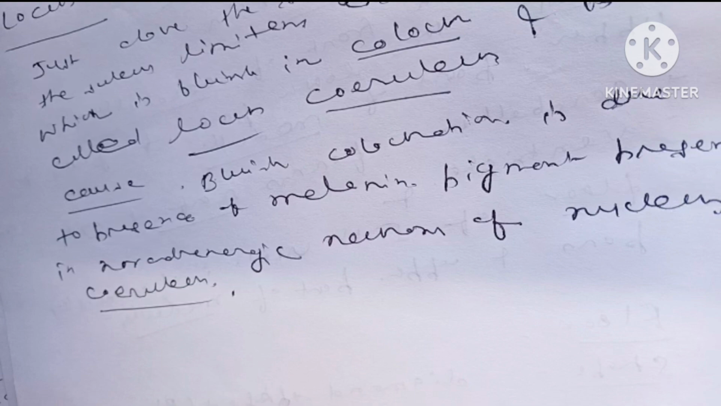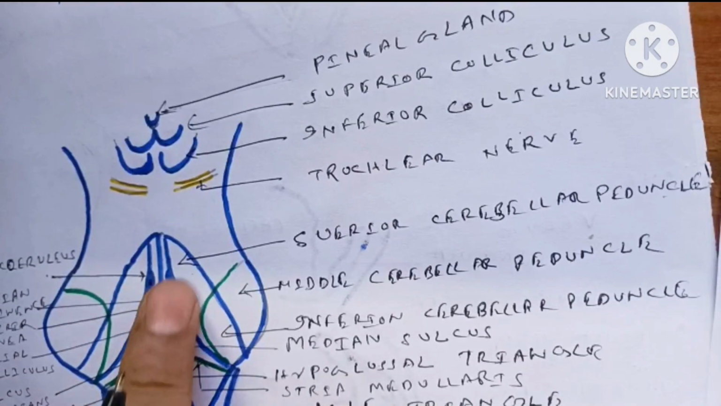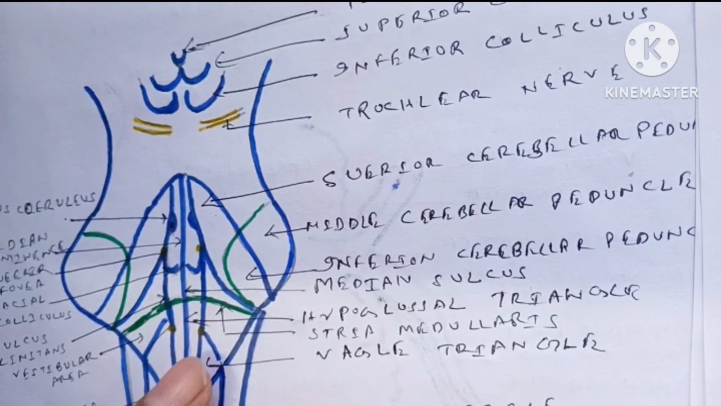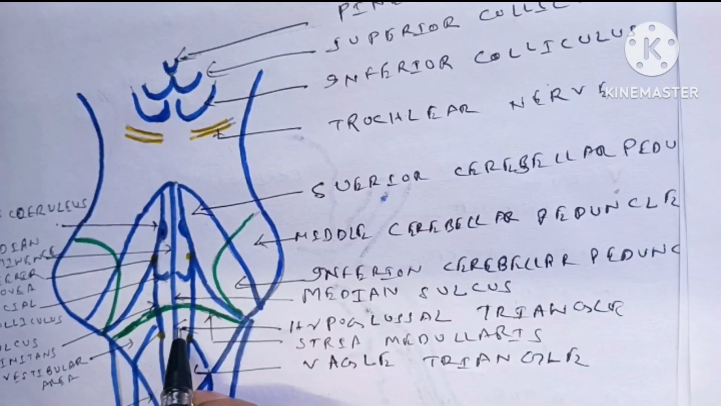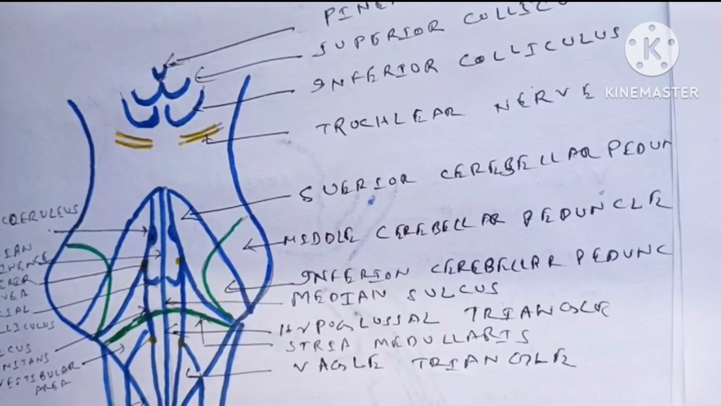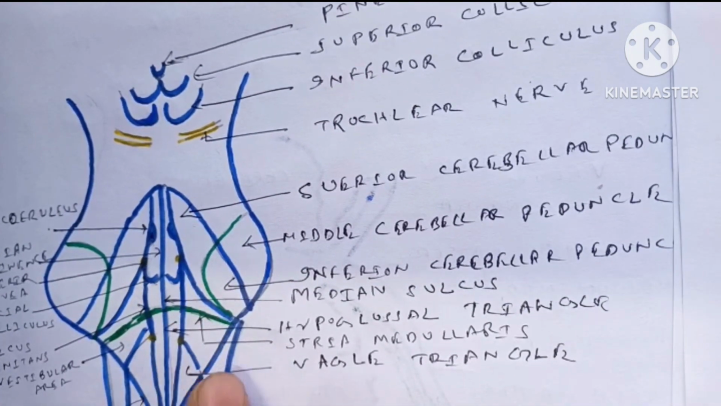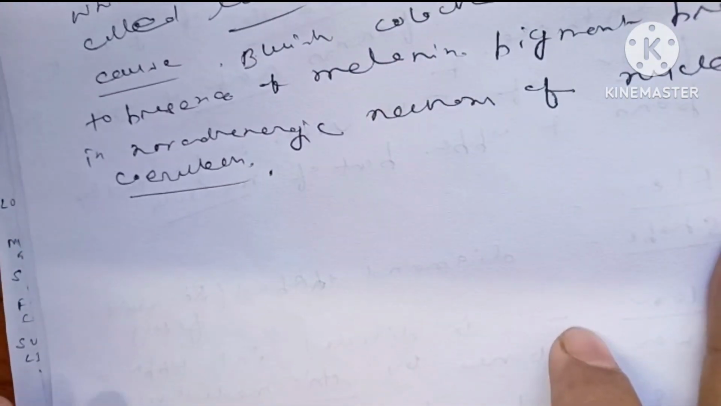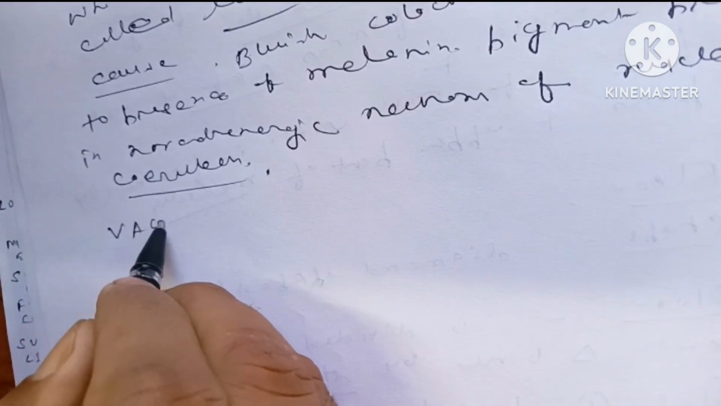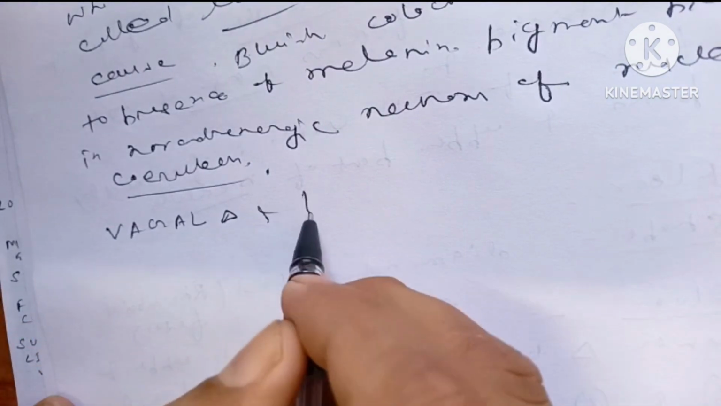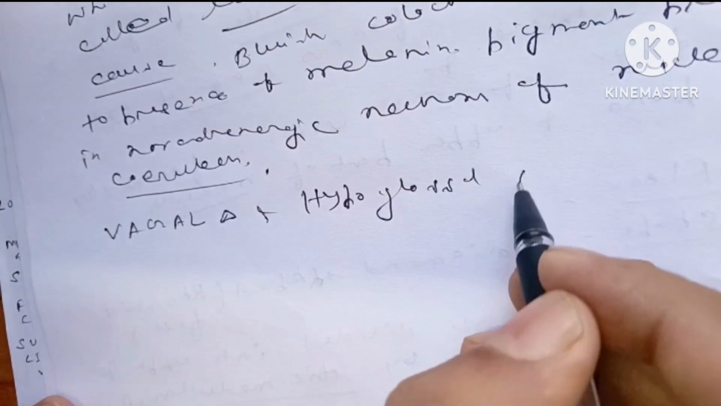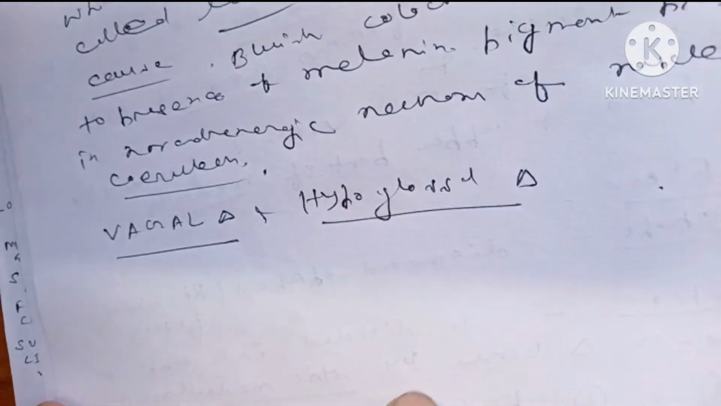Now, in the floor of this fourth ventricle, different triangles are located. The hypoglossal triangle, that is the medial triangle, and laterally there is a triangle known as the vagal triangle.